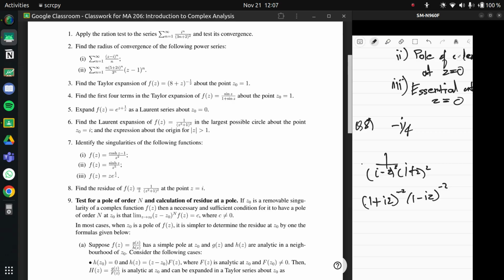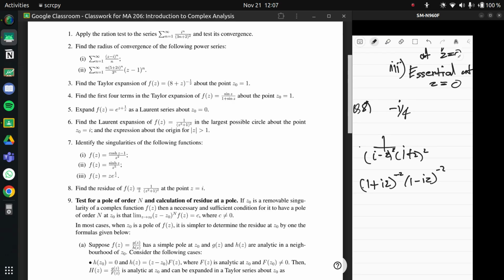So what does it mean? This means you can actually expand this. It's just like 1 minus 2 iota z... why is it having a Taylor expansion? Wait, what the hell? No, this isn't right.